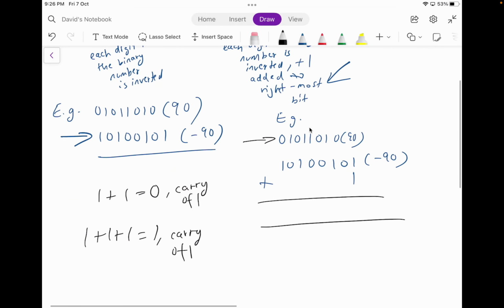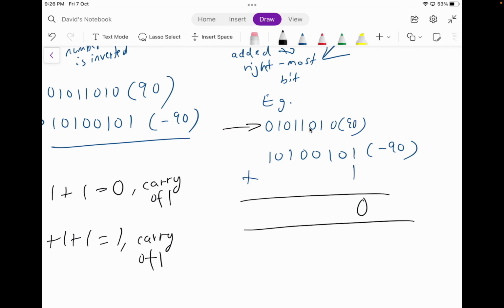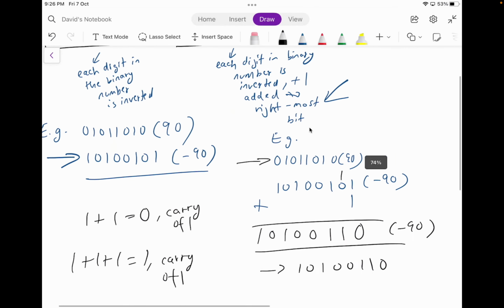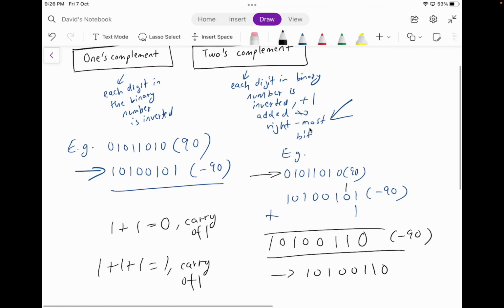So if we solve this, 1 plus 1 is going to be 0 with a carry of 1. 1 plus 0 is going to be 1, and so on. We're just going to add all the values, carrying 1 each time 1 plus 1 gives 0. Now this 2's complement is going to be negative 90. So that's applying 2's complement in this case. Your answer is going to be 10100110. This is our answer in terms of 2's complement.